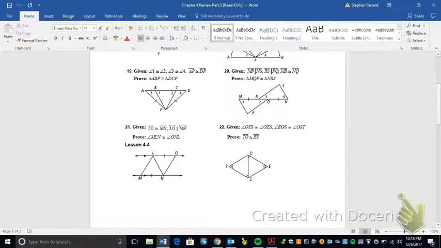19, we have 1 and 2 are congruent to each other, and 3 and 4 are congruent to each other. We also know that AP and DP are congruent. So what we're going to do is use 1 and 2 to be congruent in order to say that BP and CP are congruent. That's going to give us those two sides as being congruent.